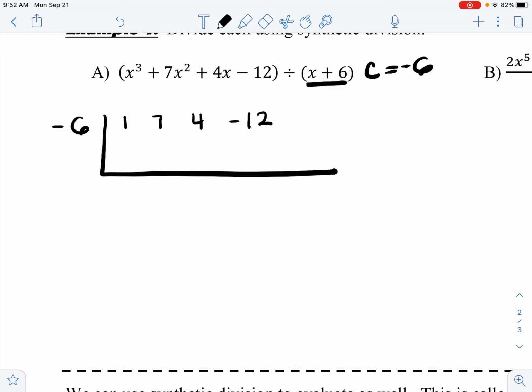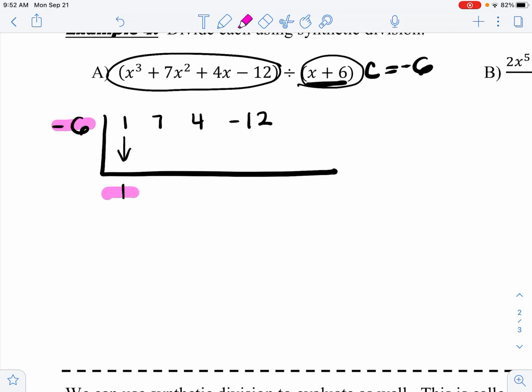Here's the process. But realize, before we start, I'm dividing a polynomial by a polynomial. My answer is a polynomial. It's not a number, okay? All right, you drop this number first. That's 1. Then you multiply these two numbers. That's negative 6. You're going to write it right there. Now you're going to add these two numbers, which is 1. Now you're going to multiply again.